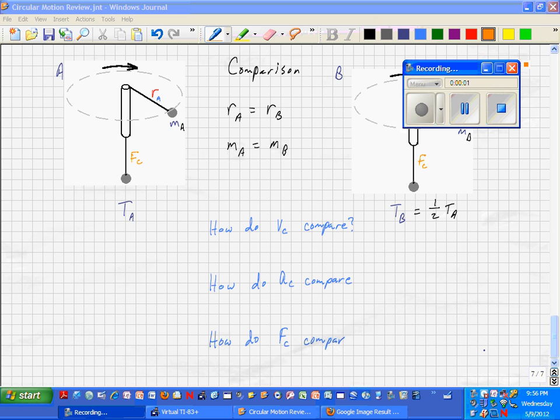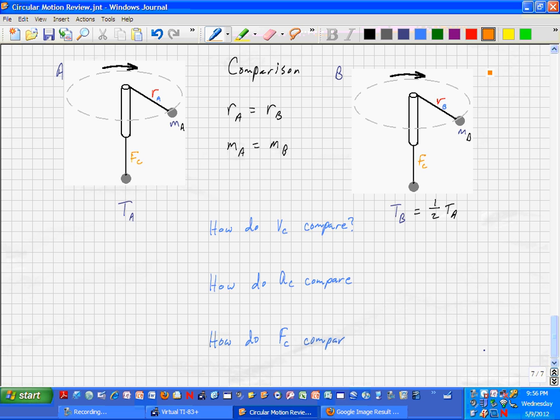Okay, I want to do something that students usually find kind of difficult with any topic. I want to make a comparison. What we've got is two identical setups. I've got a mass rotating around and a mass over here rotating around. We'll call one A and one B. The radius of the circle for both circular paths is the same: RA is equal to RB. And the masses are identical: MA is equal to MB. The only difference is that the period for A and the period for B are different. The period for B is 1/2 of the period of A.